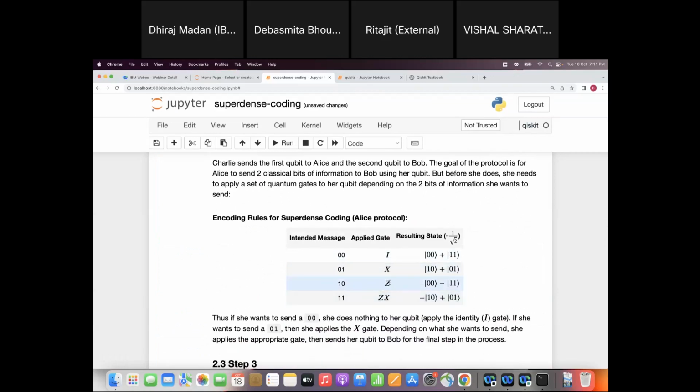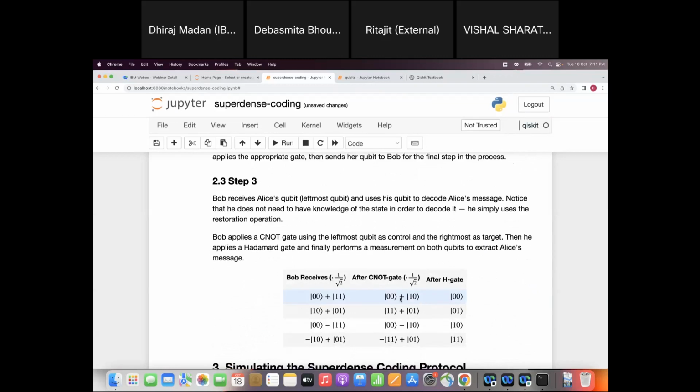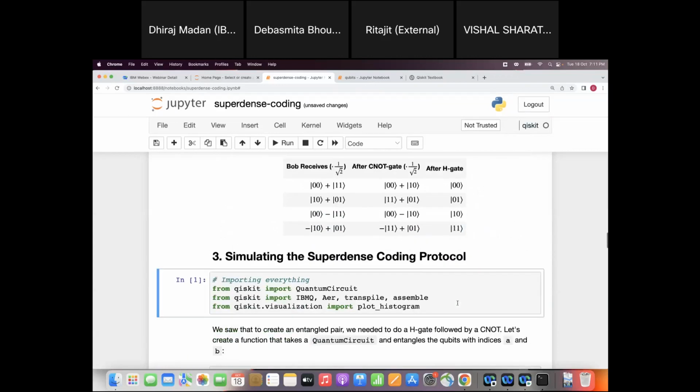On the other hand, if she wants to send 10, then she'll apply a Z gate. The Z gate will put a minus sign on this 11 part. And if she wants to send 11, she'll apply both Z and X, and she'll end up sending this state minus ket 10 plus ket 01. And Bob, who does not have knowledge of the actual classical bits, applies an unentangling operation, and he is able to recover 00, 01, 10 and 11.